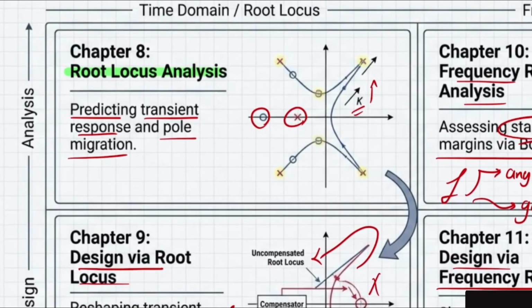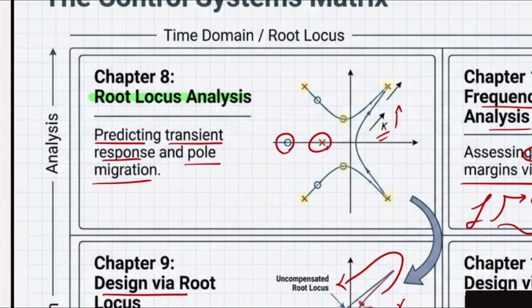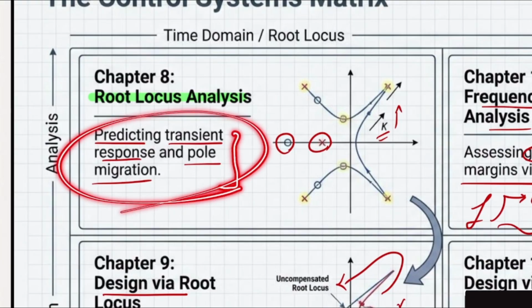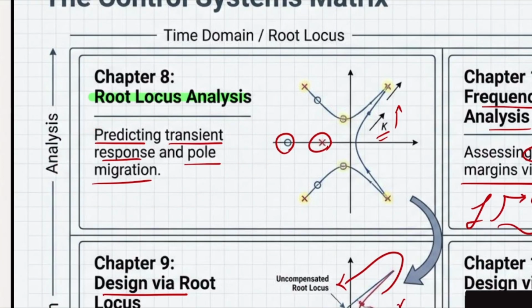In chapter number 8, we would like to talk about the root locus analysis. Why do we have that? Because as I just mentioned, in the root locus analysis, or as we saw in the book itself, we have to predict the transient response and pole migration. It means that at this point, we have to find the poles and the zeros. We would like to see that by changing the K, or gain, because as we know, changing the gain means that the places of some of the poles would change, poles and not zeros obviously, just the poles themselves. Based on that, we would like to see how everything would change.